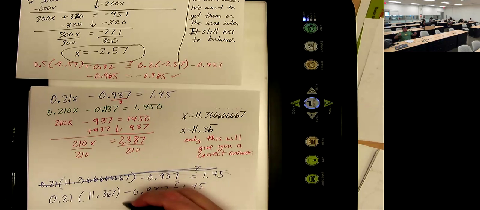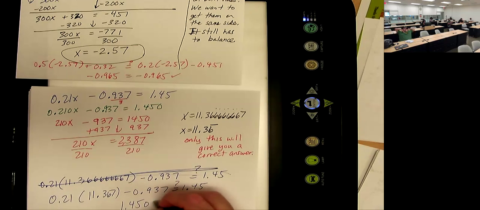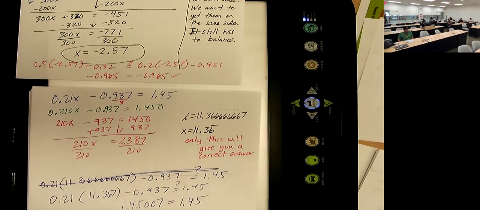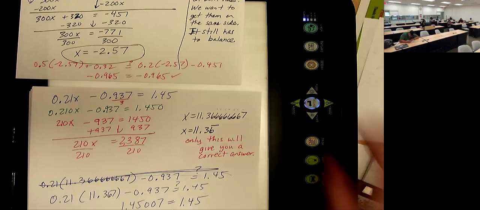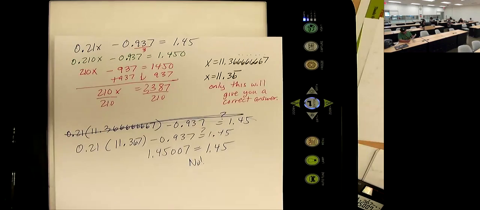Here I'm getting 1.45007 equals 1.45. And that's why I had so many 6's there: the zeros pushed everything so far off the screen that it rounded to get rid of the 7. I plugged it in as 11.6 and got pretty close. It gets close. This is why you don't want to round until the end.